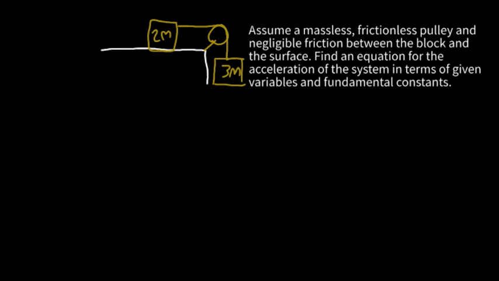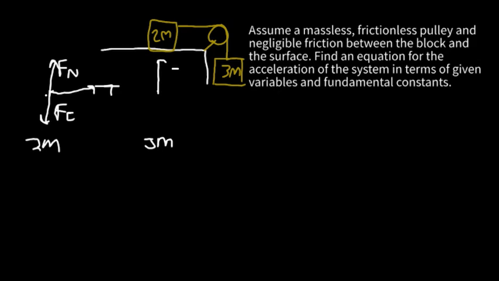So to start, we draw a free body diagram for each block. So this is going to be our 2m. We have a normal force, force of the earth, or you could say weight force, force of gravity, and a force of tension. Because the pulley has no mass and no friction, we have a uniform tension. And now this is going to be our 3m. Here we again have the same force of tension because this pulley has no mass, and we have a force of the earth.